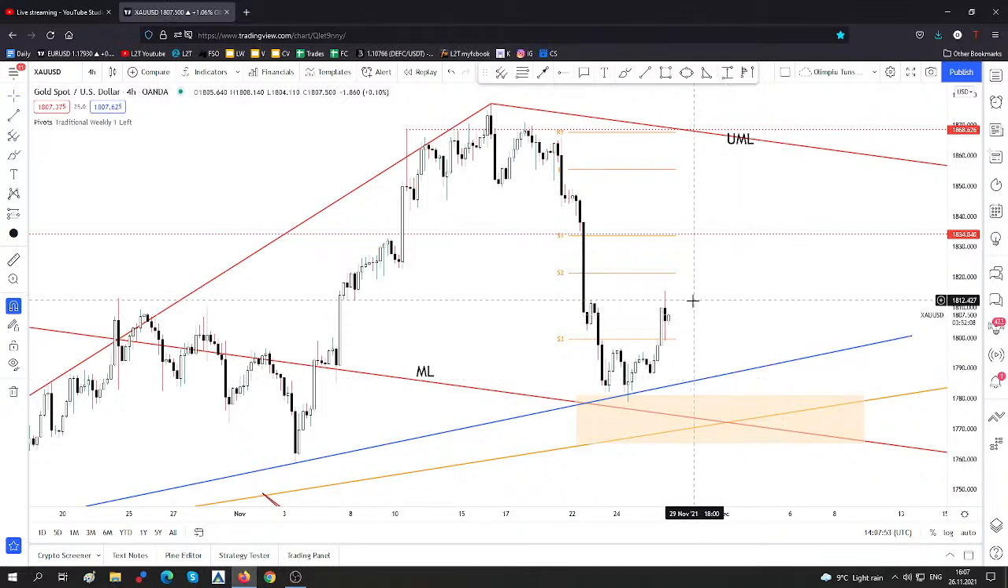But right now it has found a temporary resistance around this former high of 1812.43, and as I've told you, we may have something like a sideways movement here, and maybe only a valid breakout above 1812.43 could signal potential larger growth. Okay.